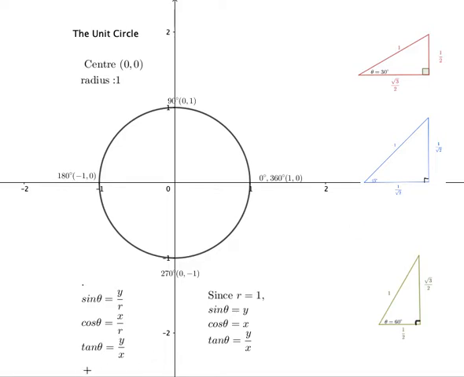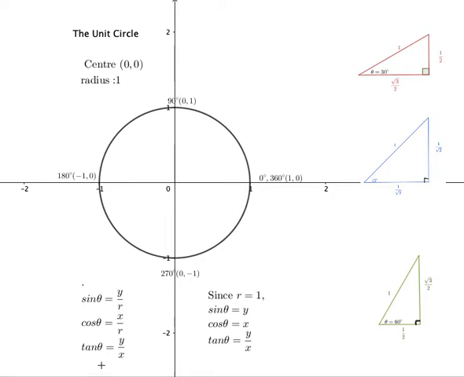Let us begin by looking at the definition of the trigonometric ratios of sine theta, cosine theta, and tangent theta. As we've seen in the previous lesson, sine theta is equal to the y-coordinate divided by the radius vector r. The cosine ratio is equal to the x-coordinate along our terminal arm divided by my radius vector r. Tangent theta is equal to our y-coordinate divided by our x-coordinate.